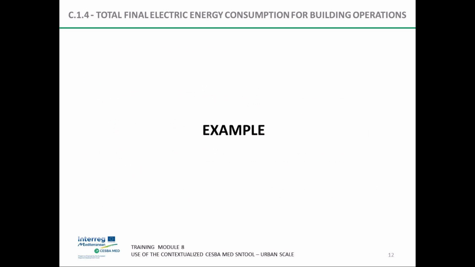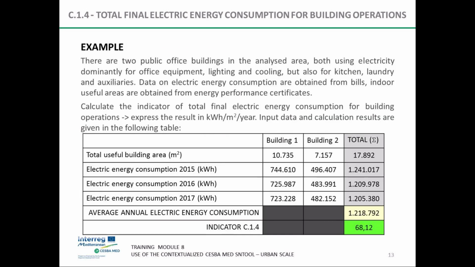With an example, 2 public buildings, offices, but also they have a kitchen and the laundry and auxiliaries. So I have the 2 buildings, energies over the past 3 years, the average yearly value, the average value is divided by the total to provide the indicator.